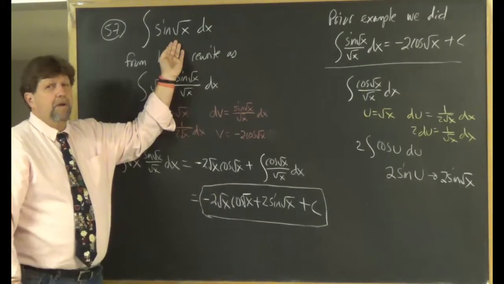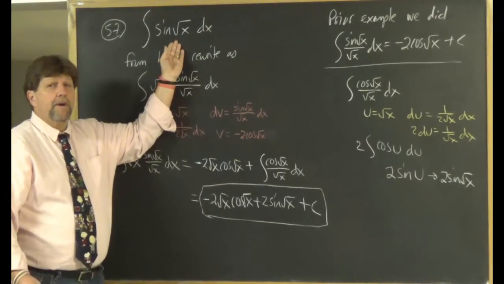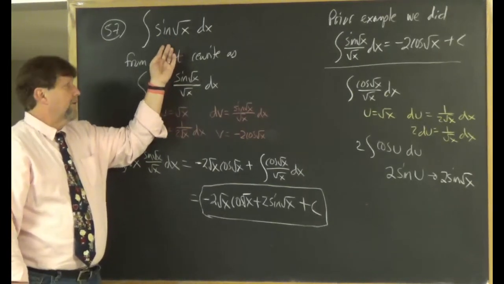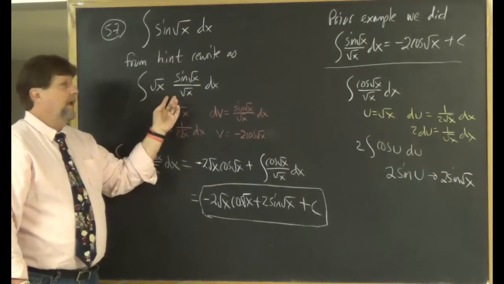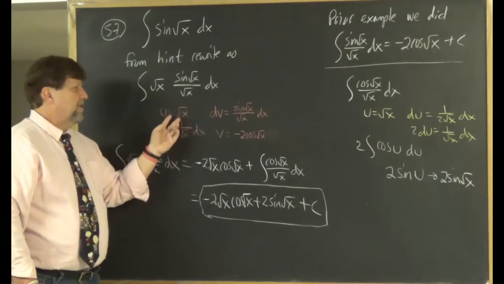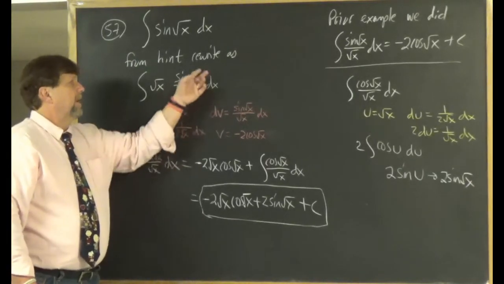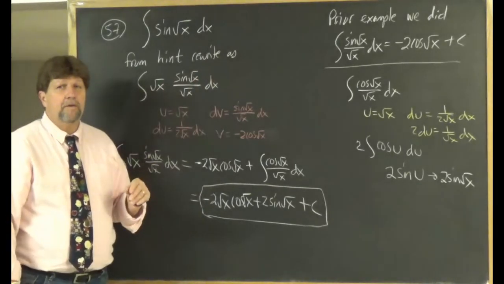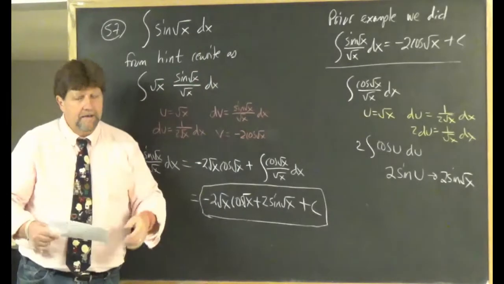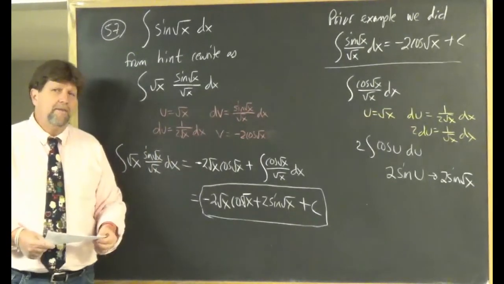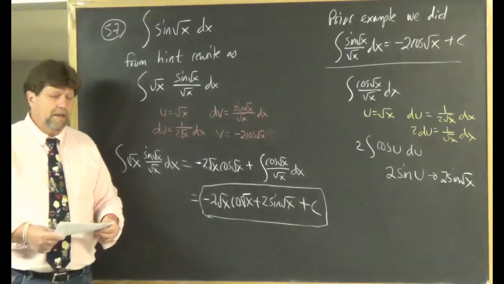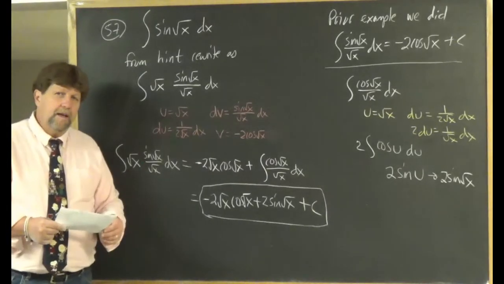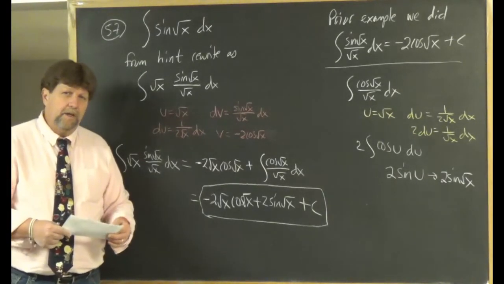So really what was embedded in this was first doing the trick of multiplying it by square root x over square root x. And then this integration by parts, you know, this we integrated in the prior example. So again, creativity. You stick with it. But give me a minute and we'll see what the next example that we're going to look at is.